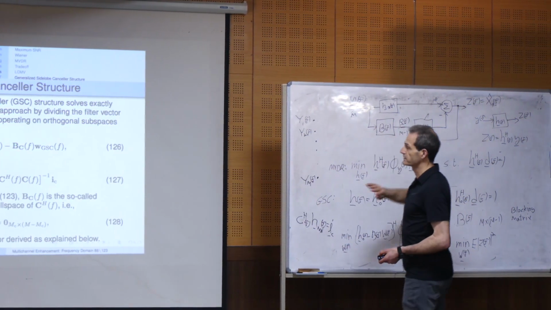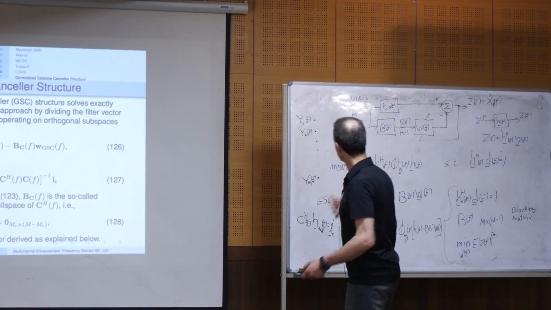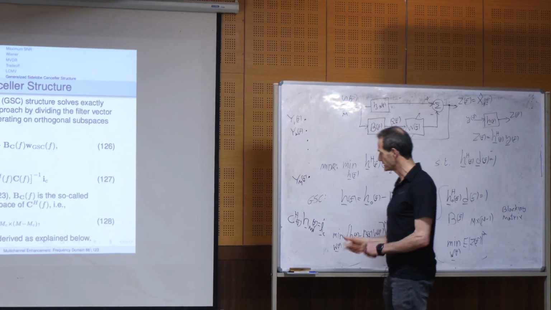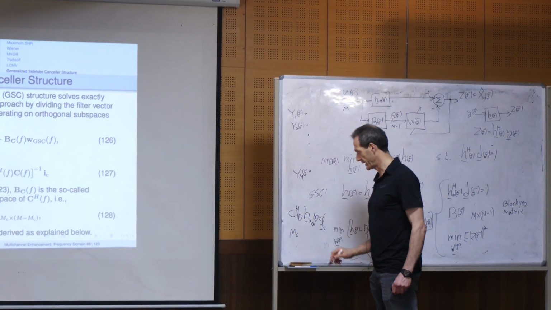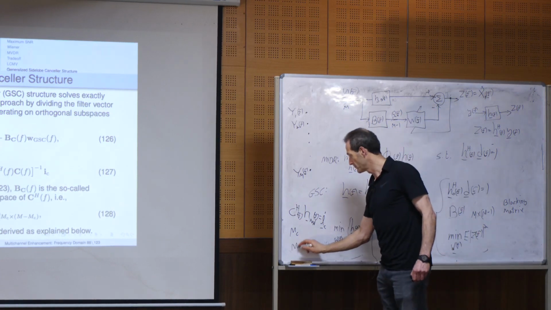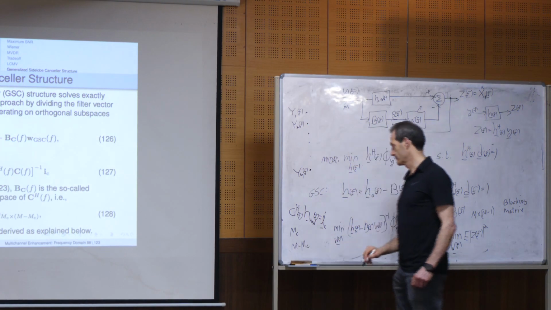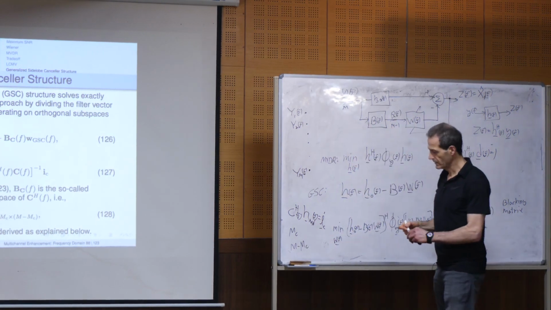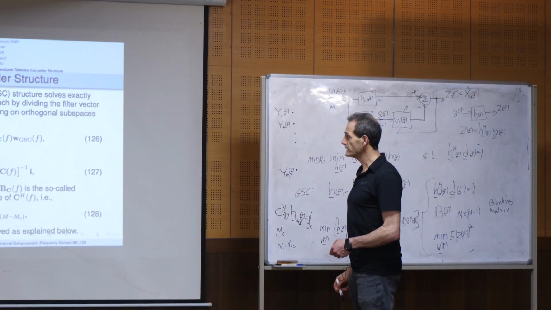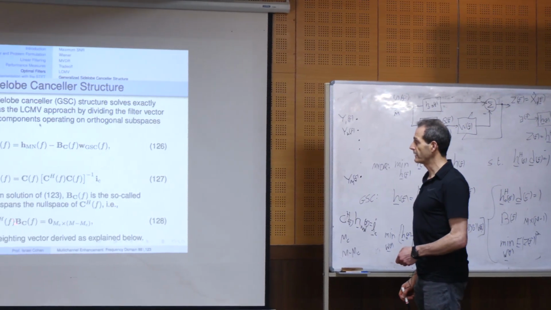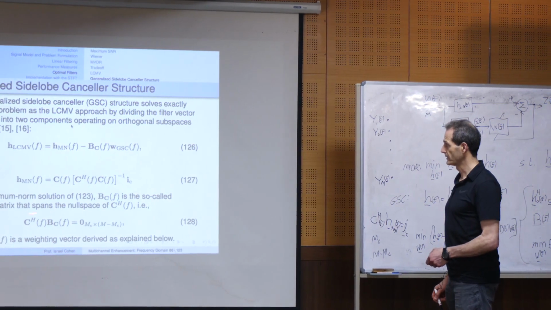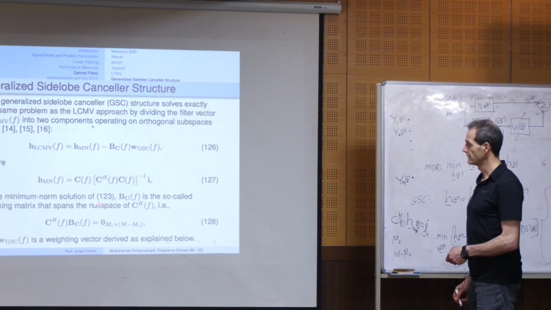Now, the blocking matrix, we can obtain it such that if we have MC constraints, the number of channels here will be M minus MC. Okay? So we need to find the blocking matrix. So the blocking matrix is actually the matrix that spans the null subspace of C. So we need to get it from here. How do we find it?